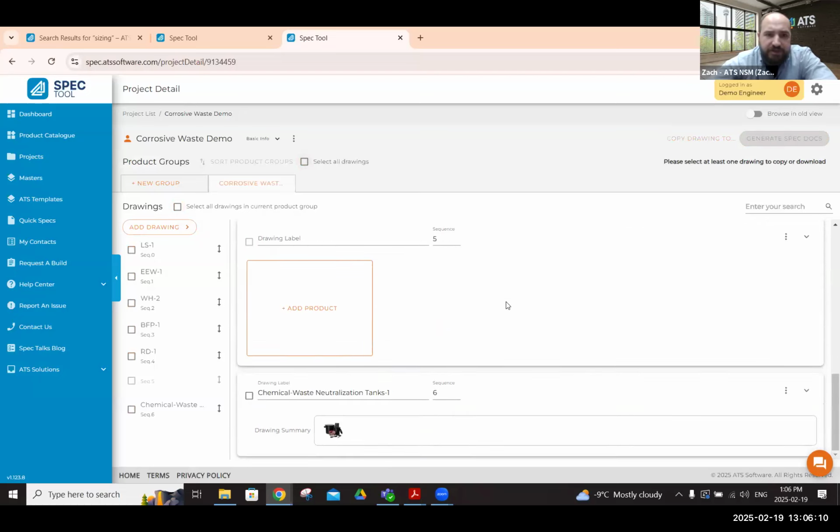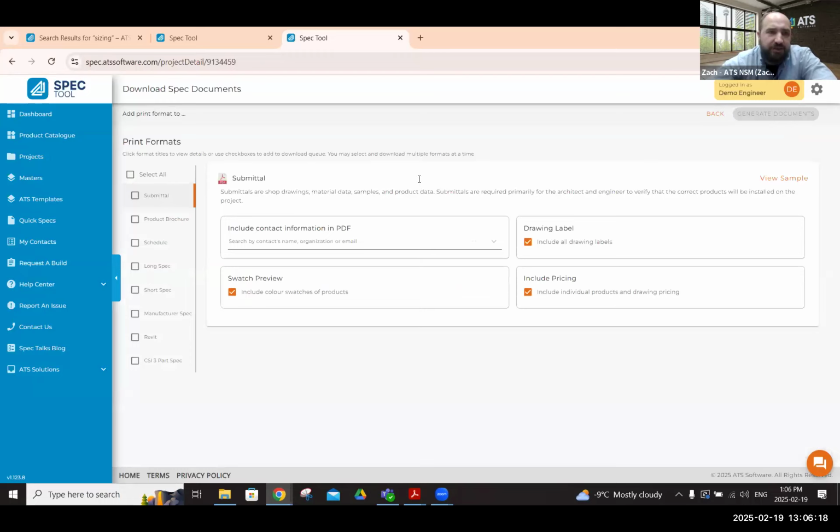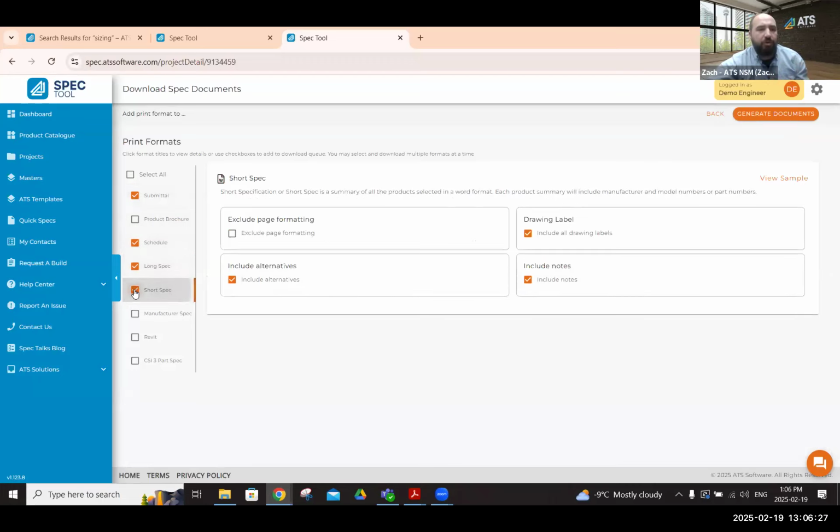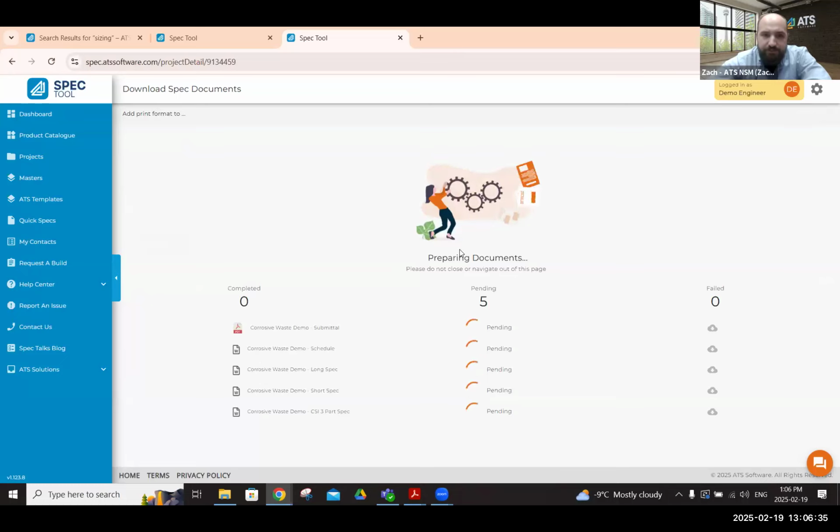So let's just download that waste sink. You can see once I check the box, generate spec docs in the top right corner becomes available. And then you can download it in any of our free formats: submittal, schedule in Excel, Word specs in long or short format, or a CSI 3-part format, Revit content, manufacturer spec sheets, all those details.